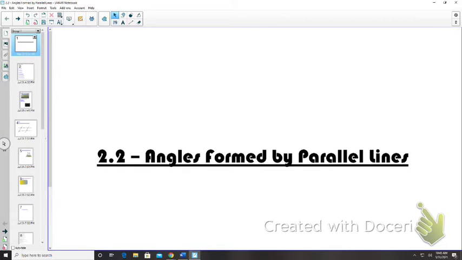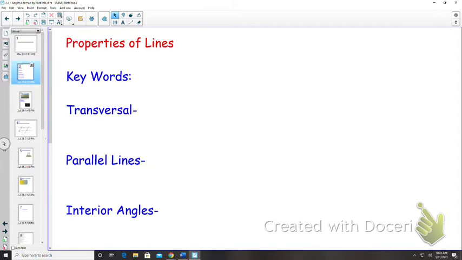Okay, so we had a little bit of an intro today to interior angles, exterior angles, and some parallel lines. So let's just jump right into some definitions here. Okay, so keywords. Number one, most importantly, is a transversal.